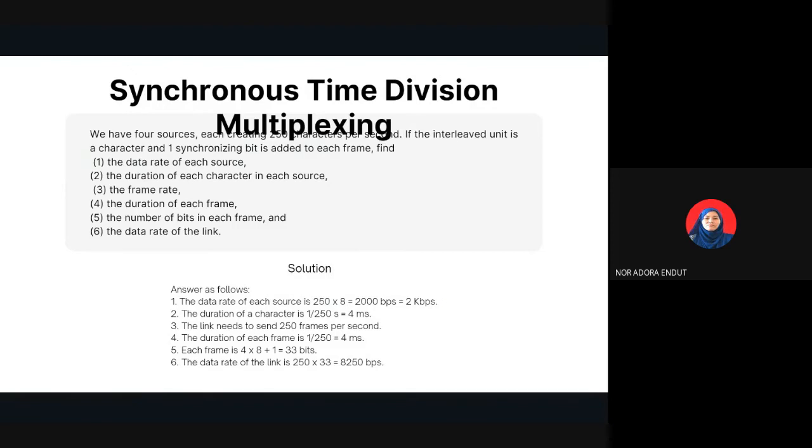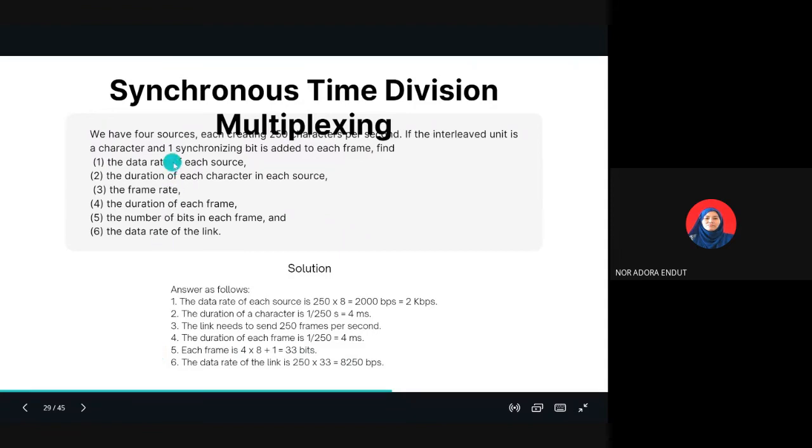Okay, so the duration of a character is 1/250. It sends 250 characters, so it divides directly, one slot sends 1/250 seconds. That makes it 4 milliseconds. So the link needs to send 250 frames per second, because it sends one character each time at a rate of 250. So we need 250 frames. What is the duration of each frame? Again, you get back the same number.